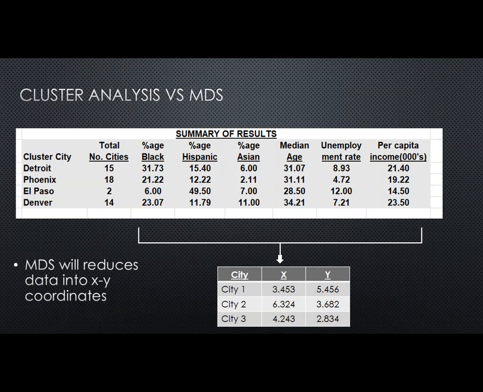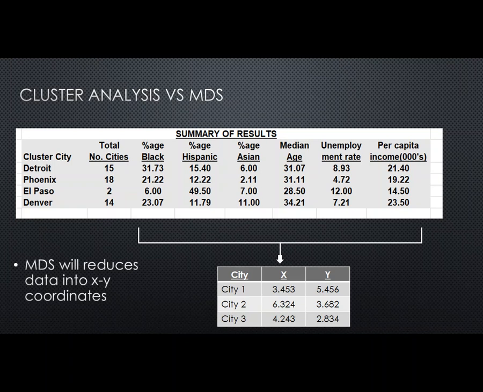All right, and these XY coordinates are really just spatial coordinates of the distances as a reflection of these different factors that we're looking at. And so there's no way to really tell what the XY coordinate, I mean this 3.53 and this 5.45, does that mean in terms of percentage of Black, Hispanic, Asian, and so forth? There's no way for us to easily tell that.